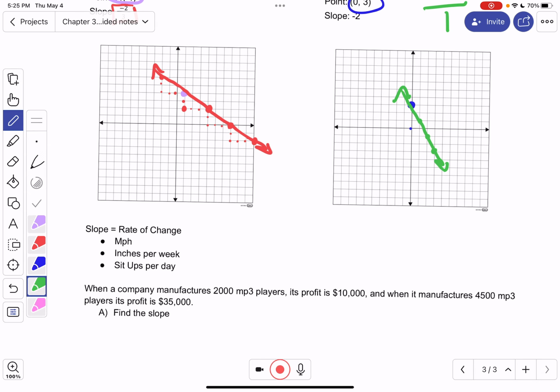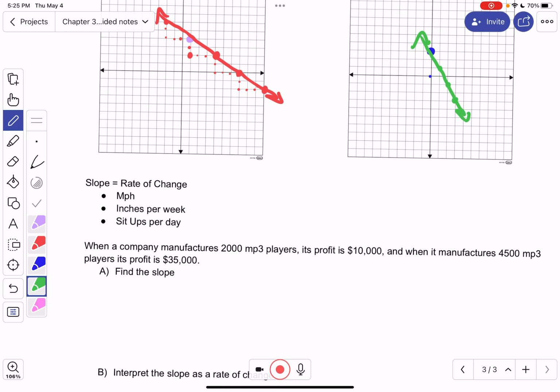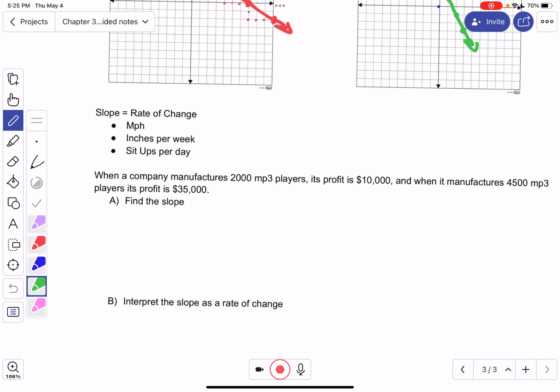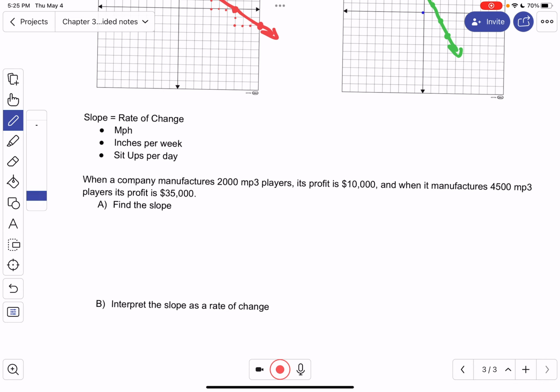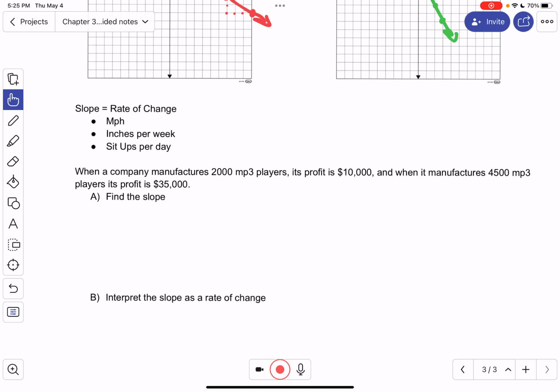And in word problems, slope is your rate of change. So for example, miles per hour, inches per week, sit-ups per day. It's that constantly changing rate. I don't know why this is crooked, I'm sorry. But it's this constantly changing rate that happens over and over again. So if we read this word problem, when a company manufactures 2,000 MP3 players, its profit is $10,000. And when it manufactures 4,500 MP3 players, its profit is $35,000.